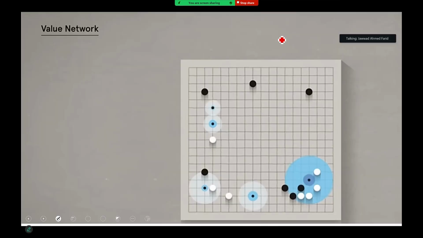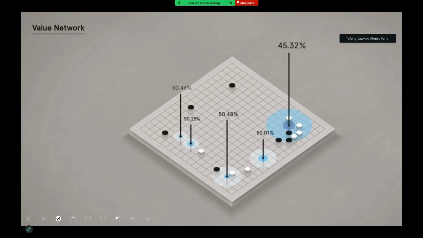If you've seen AlphaGo, the movie, AlphaGo has this concept of a value network. A value network basically evaluates what are the possible, probable, valid moves that you can play in a game. And within all of those probabilities, which is the move that has the highest probability of winning? 50.48 is the highest probability of winning, and this is the move that the game would play.